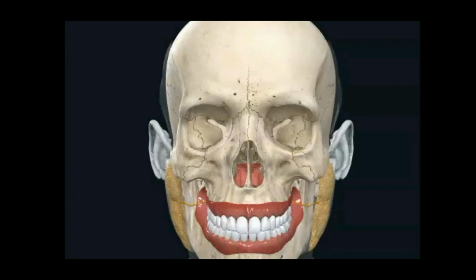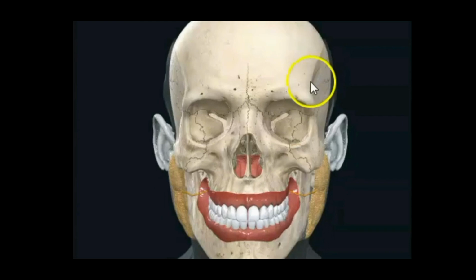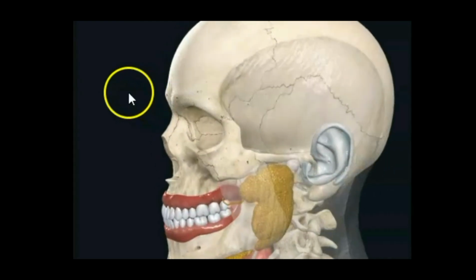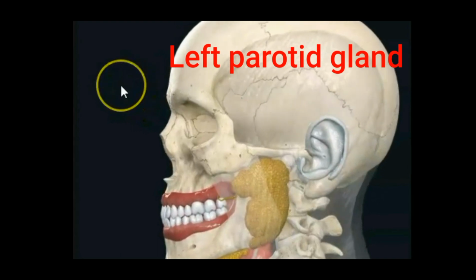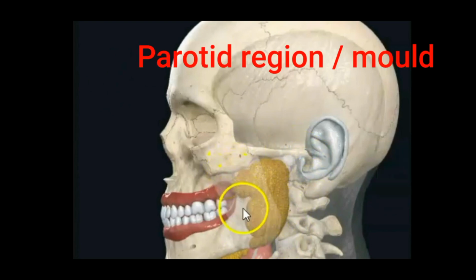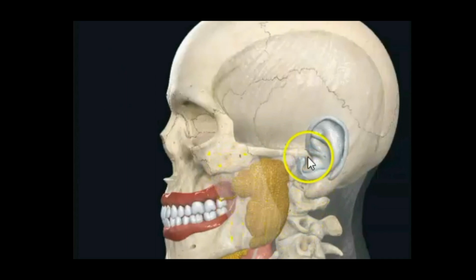And when you see in this model here, you can see a pair of parotid glands, one on each side. You can see the parotid gland is occupying the parotid region. Now you are seeing the left parotid gland here. So whatever the model you made with the paper, it is the right parotid gland, and here you can see the parotid region, how it is formed by the bones.